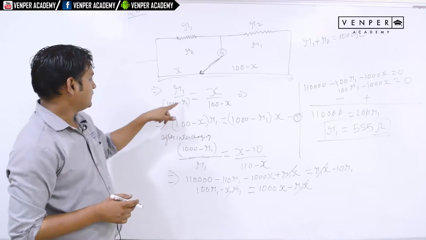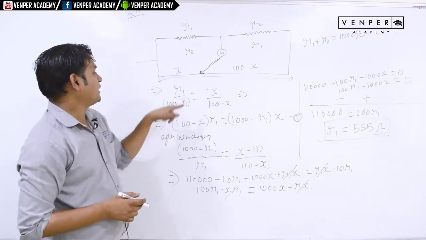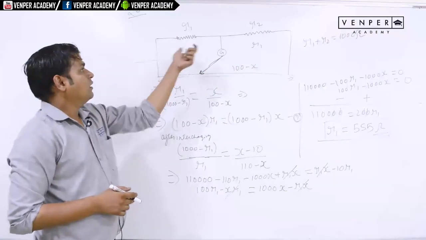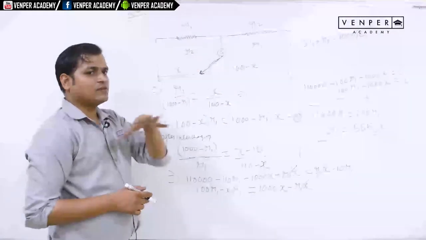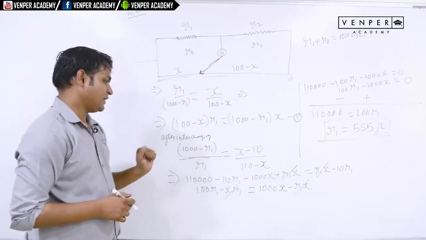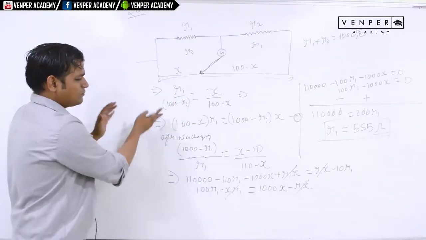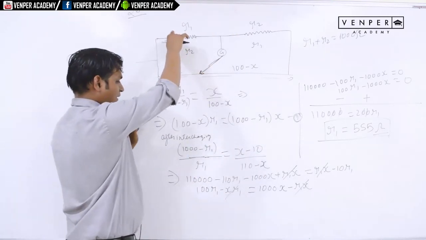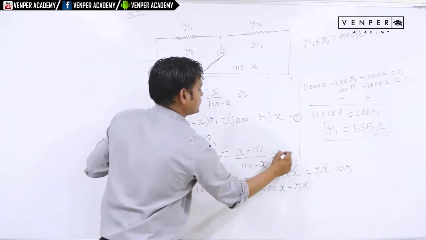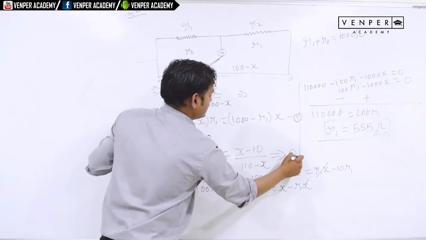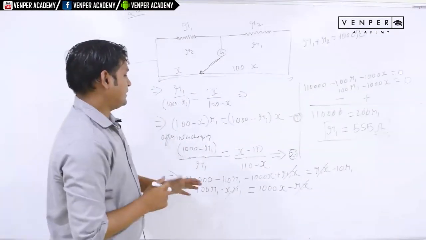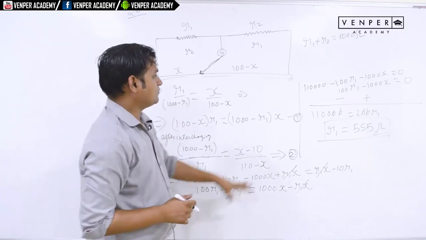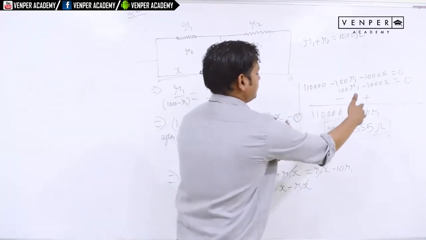Actually, one thing is there: instead of R2, R2 can be written as 1000 minus R1, because their equivalent resistance in series is given as 1 kilo ohm. Clear? Now these are some calculations, because we have to calculate R1. So do some calculation, a little adjustment of terms, and after solving this, solve for R1.